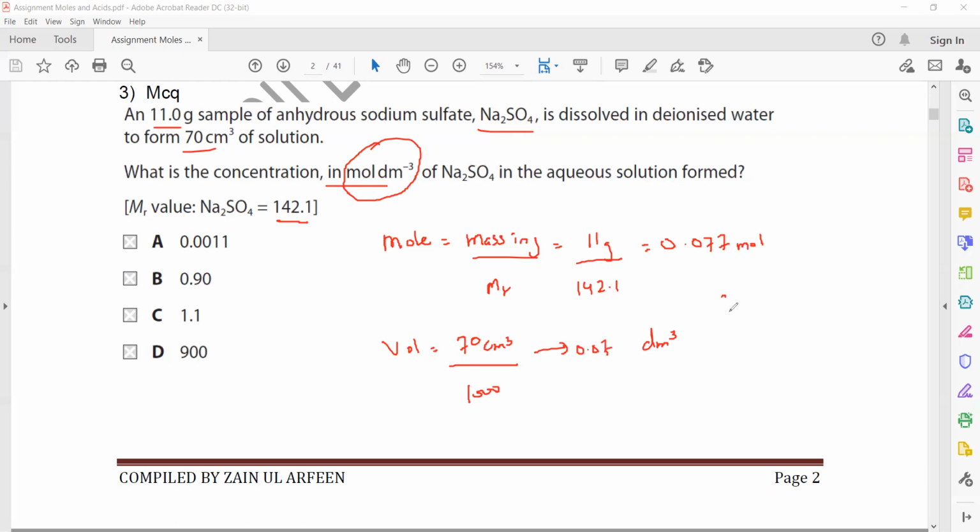To get the concentration, we have moles and volume. Moles divided by volume will give the concentration. Moles are 0.077 and the volume is 0.07. So 0.077 divided by 0.07 is equal to 1.1 mole per dm cube. It matches with option C.